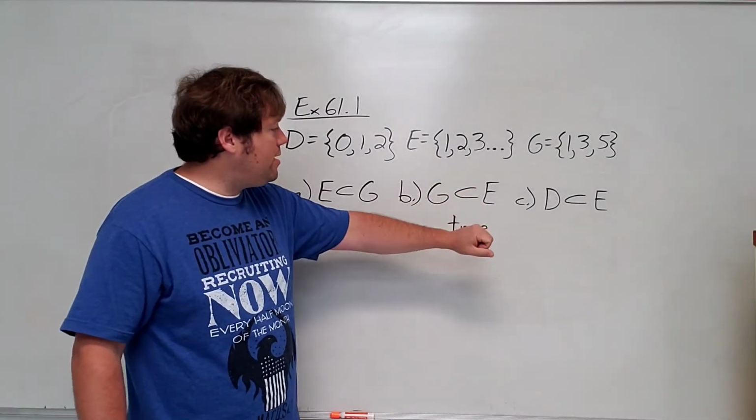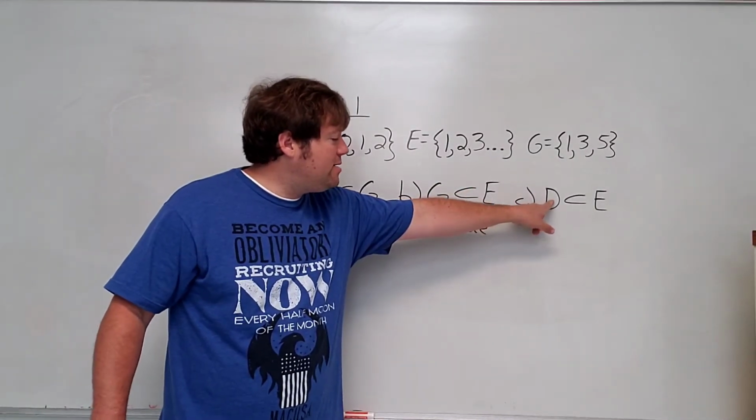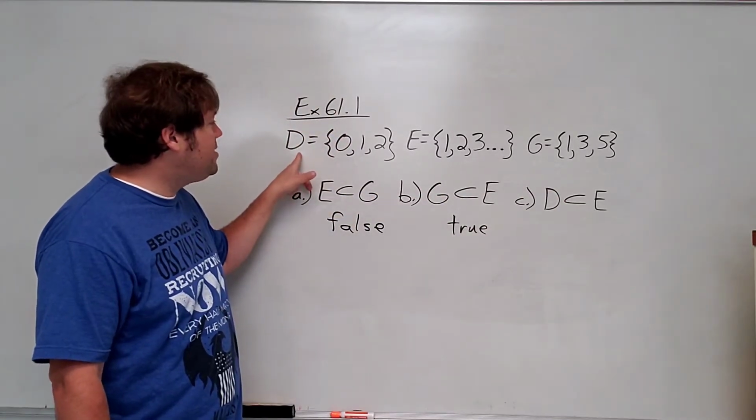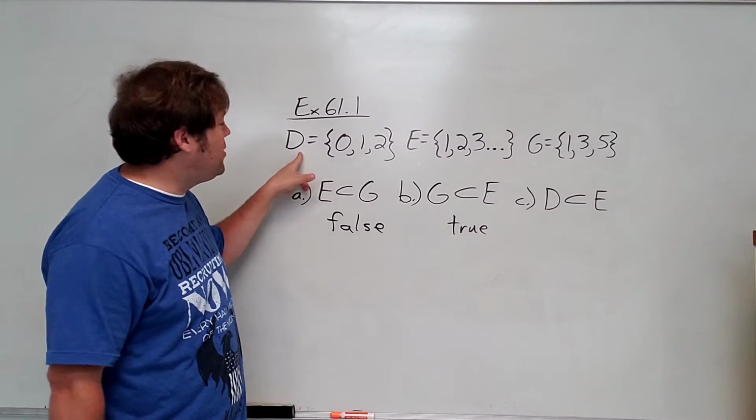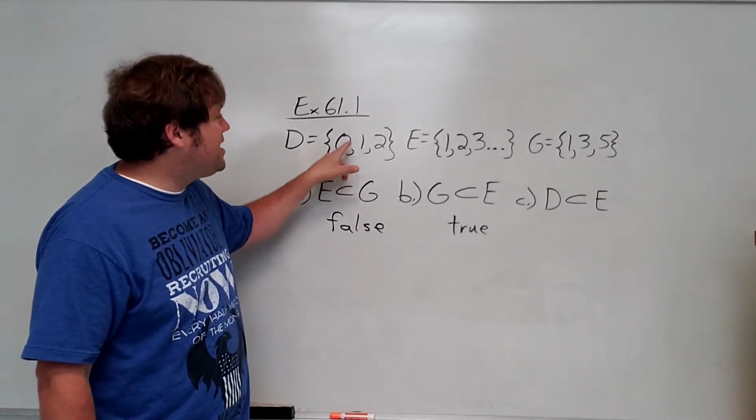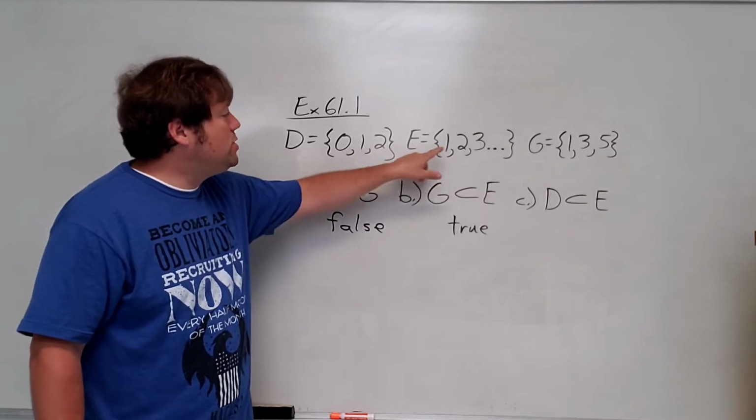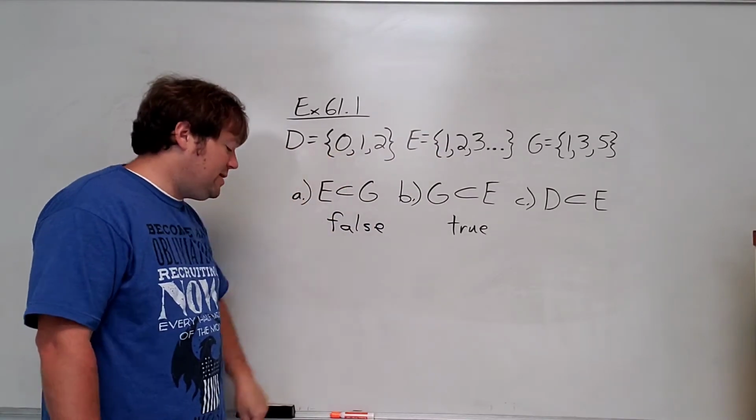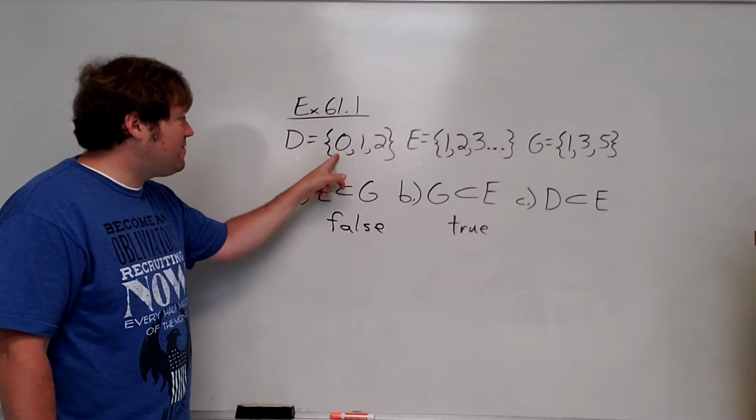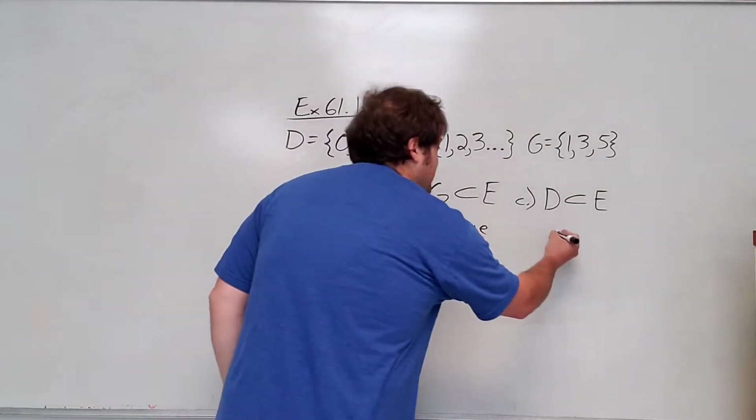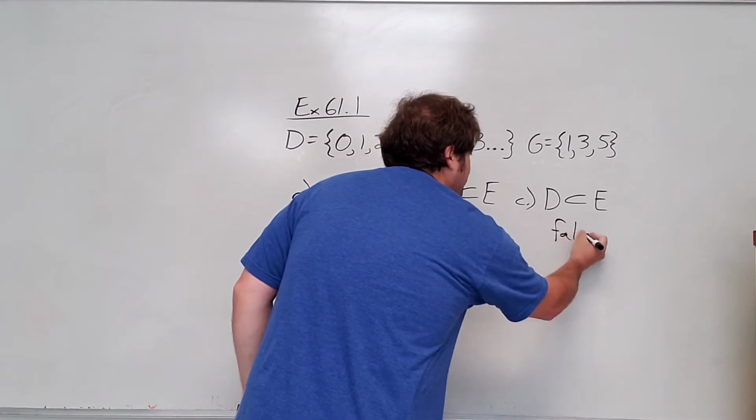They give us one more here. They want us to look at if D is a subset of E. So let's look at list D here. It's pretty close except for one thing. 0 is actually not in this list. The 1 is in there, the 2 is in there, but unfortunately the 0 is not. So because of that, all 3 of these are not in this one, so this one is also false.